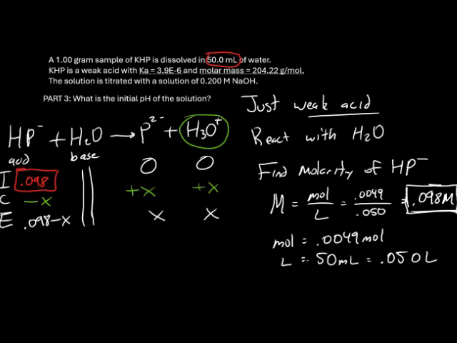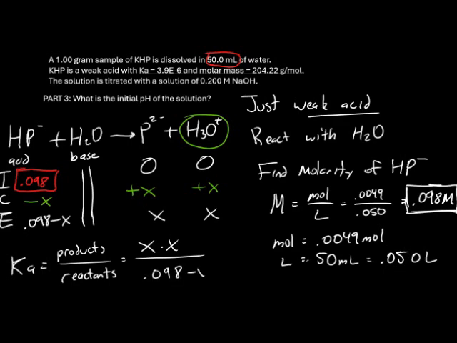Based on this, we can write a Ka equation for this reaction. We'll have the products divided by the reactants. The products are going to be the P²⁻ and the H3O⁺, so we'll have X times X, over the reactants, which are 0.098 minus X. And we'll set this equal to the Ka, which we have in the second line of this problem, 3.9 times 10 to the negative 6th power. We'll bring this equation forward and try to solve it.